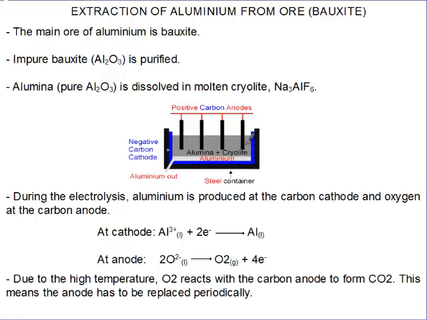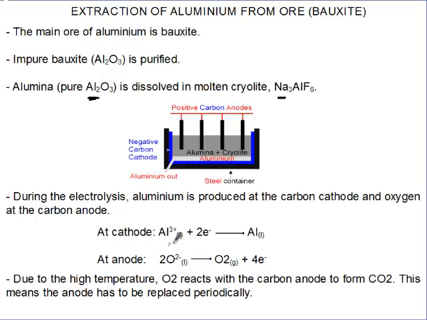Now, during electrolysis, aluminium is produced at the carbon cathode and oxygen at the carbon anode. Here, aluminium is one of the cations present. Sodium is one of the cations present. But aluminium is going to be produced because aluminium is lower than sodium on the reactivity series. That is why aluminium will be deposited at the cathode and oxygen will be deposited at the anode.